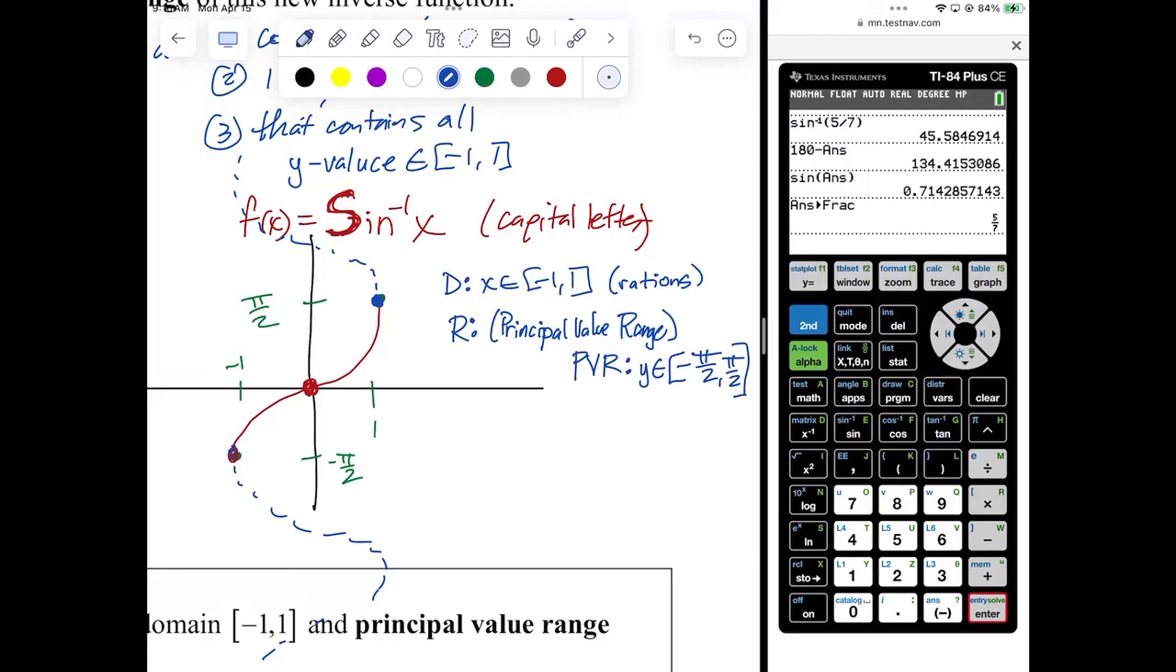That's it. It's a monotonic increasing function. Does it still have origin symmetry? Yeah, it has origin symmetry. That's kind of cool. It's still an odd function.